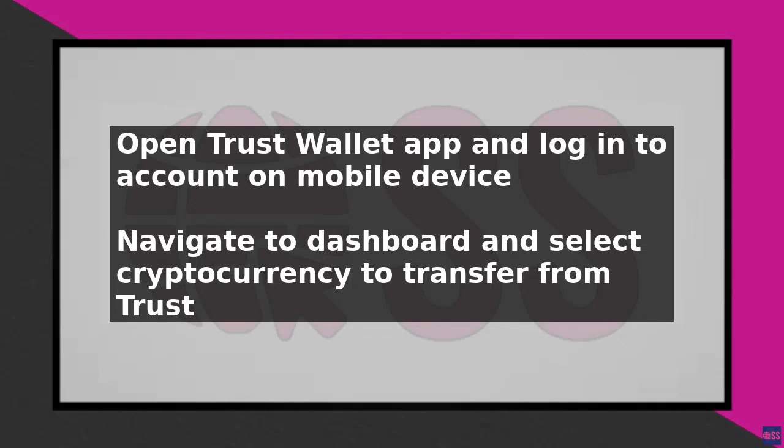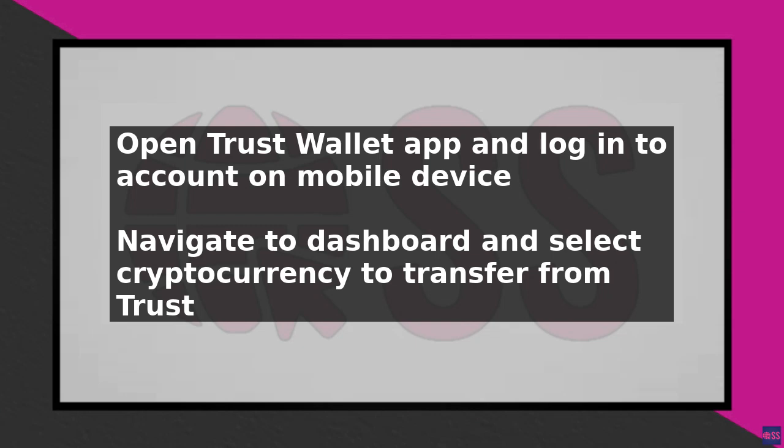To transfer money from Trust Wallet to Revolut, start by opening the Trust Wallet app on your mobile device and logging into your account. Navigate to the dashboard and select the cryptocurrency you want to transfer, such as Bitcoin or Ethereum. Next, go to the Receive section and copy the wallet address associated with the selected cryptocurrency.